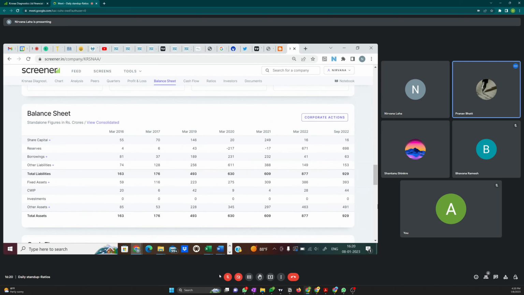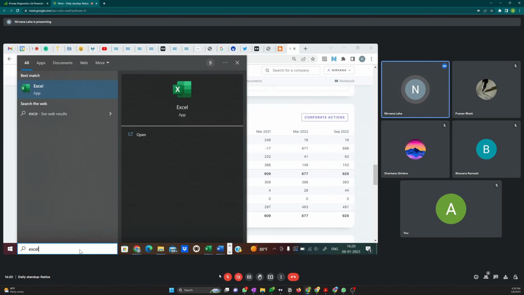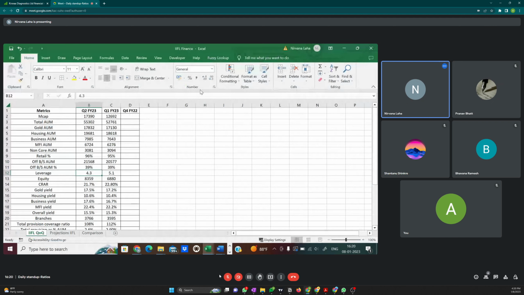685 crores. Yeah, it's 687, I think. Yeah, 687. Sorry, 671 plus 16. Absolutely right, Pranav. So let's pull up an Excel sheet quickly.